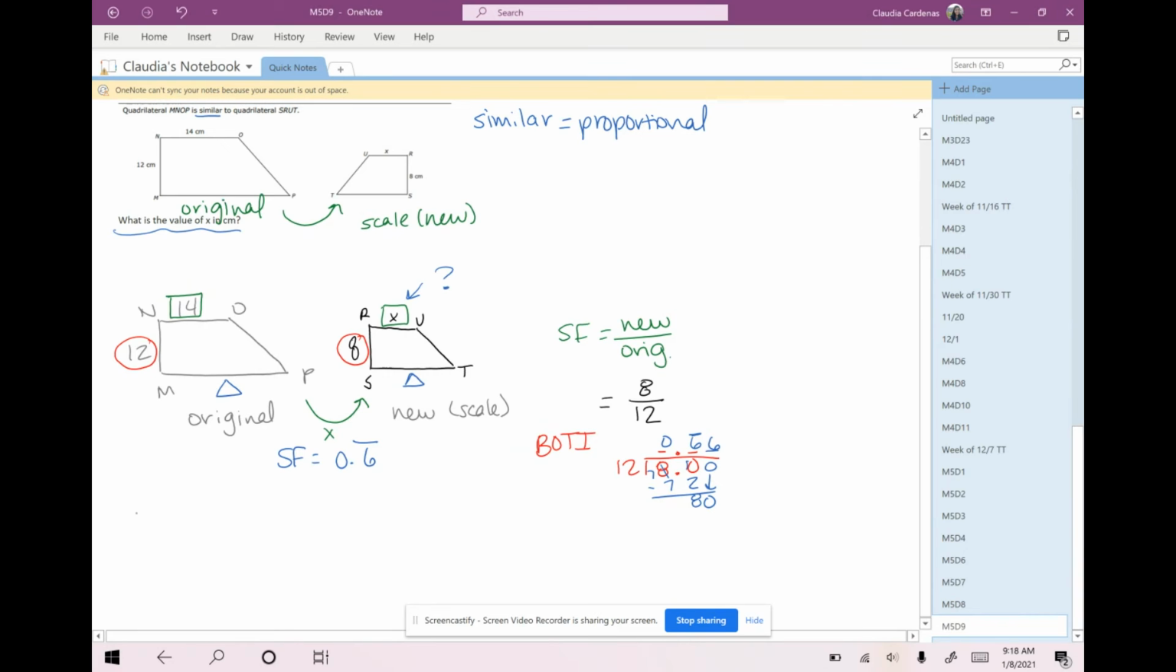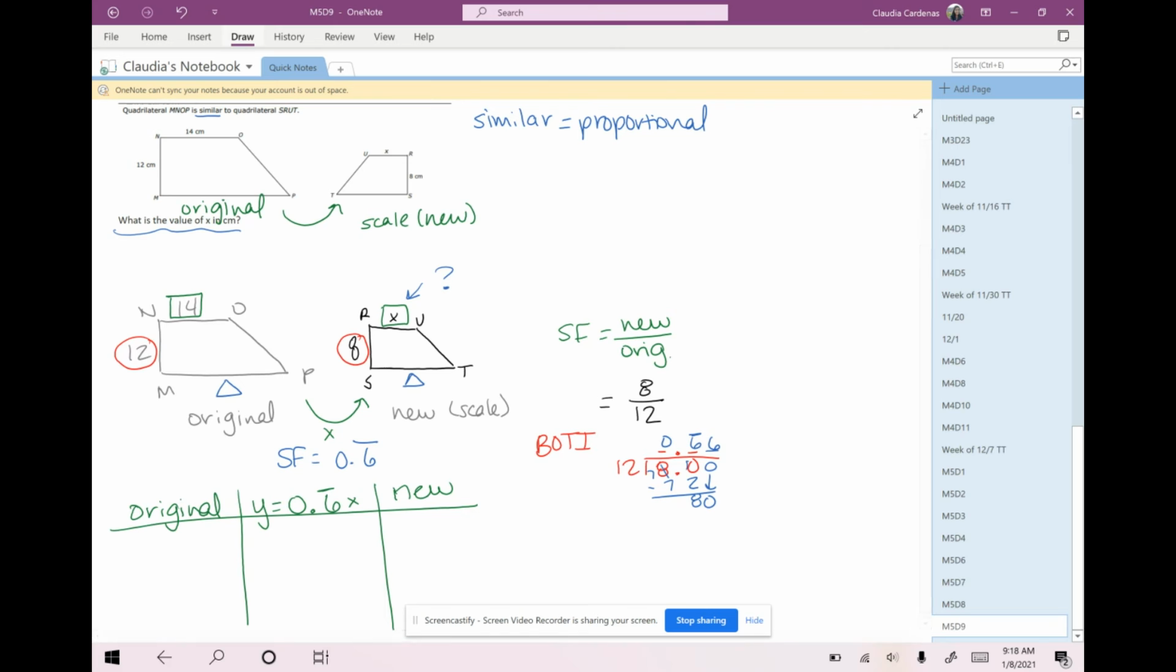So if we set up our table, we always have the original, and then our equation would be multiplying the original by the scale factor to get the new. Okay, so we know the original dimension that they have given us is 14, and the new is x. That's what's missing. Okay, so we need to multiply the scale factor times 14 to get to the new.